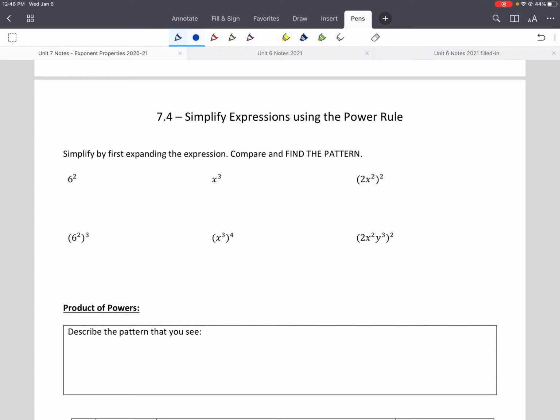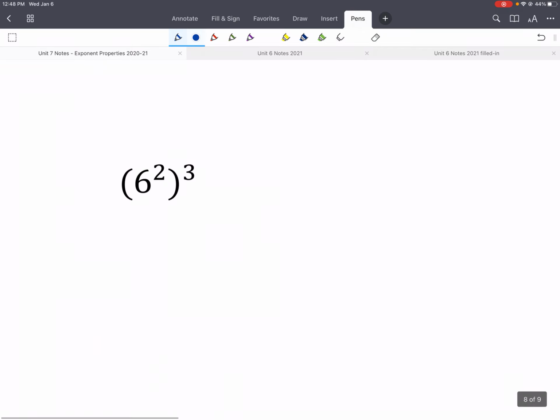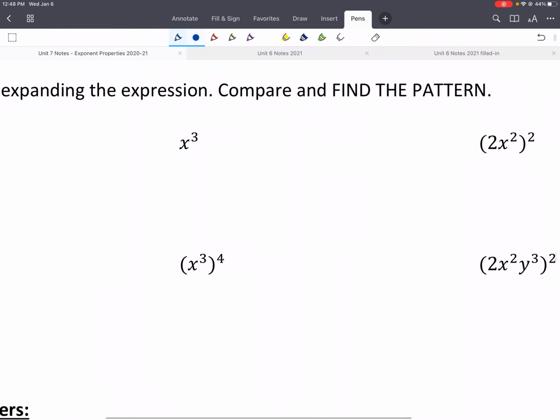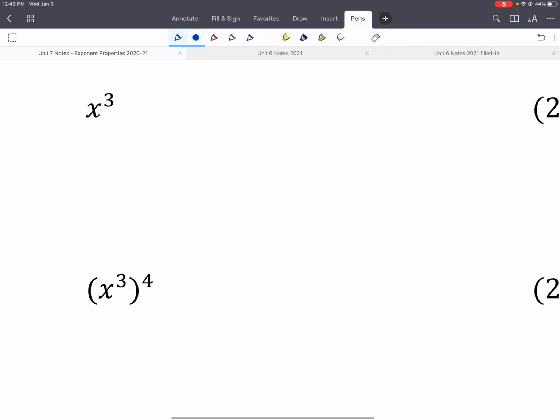All right, everybody, we're on our last lesson, 7.4, simplifying expressions using the power rule. When we talk about the power rule, that's whenever we have an exponent on top of another exponent. We're going to learn and see what the pattern is whenever that's the case. Let's just start with the variables here.